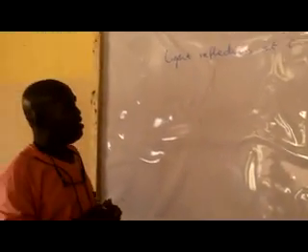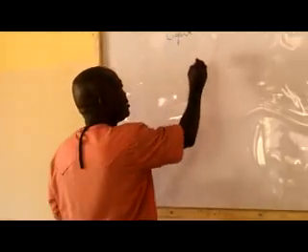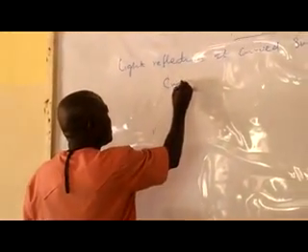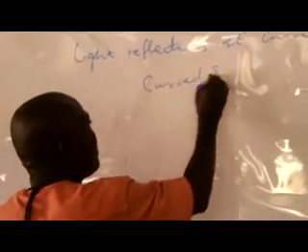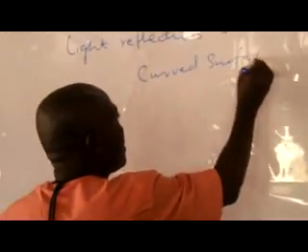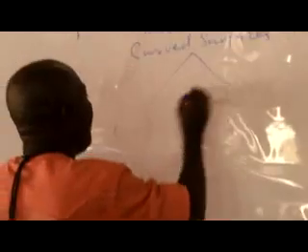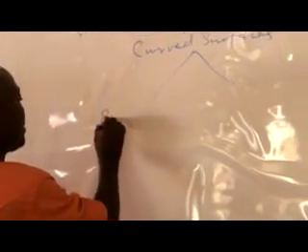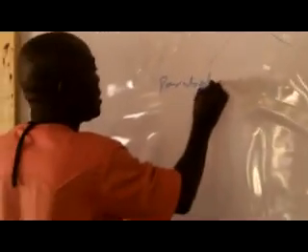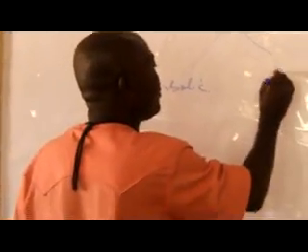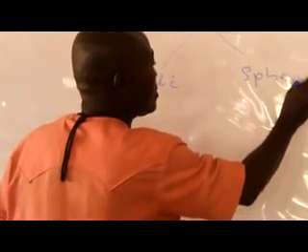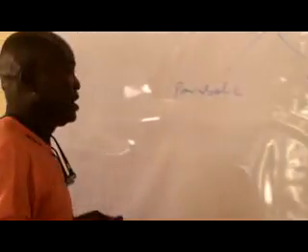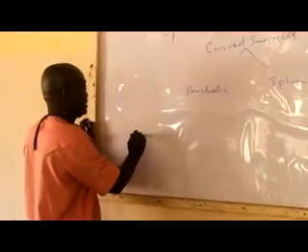Now, we have two types of curved surfaces. We have parabolic and we have spherical. They're all curved. Let me handle the parabolic first. Parabolic is like this.